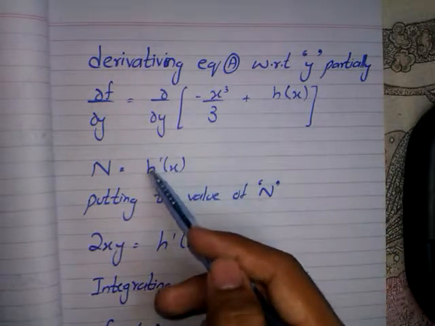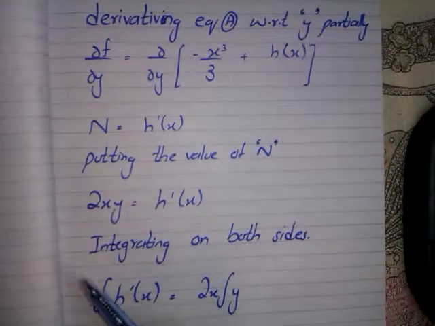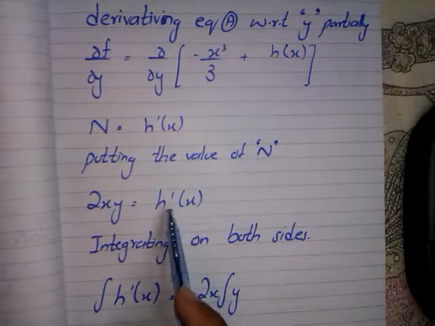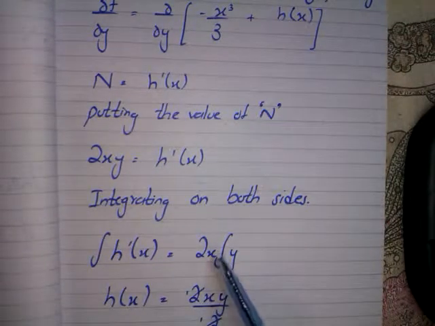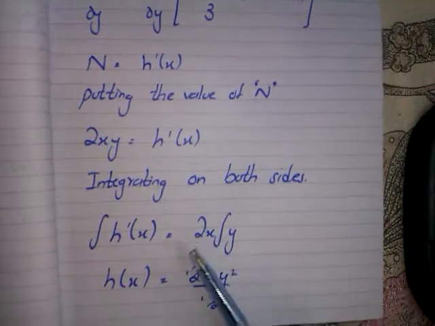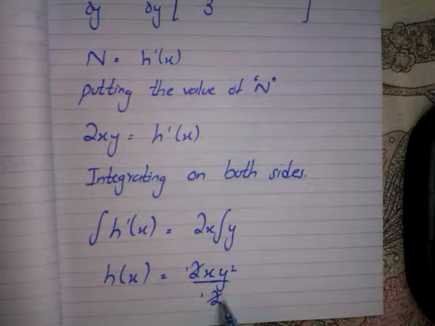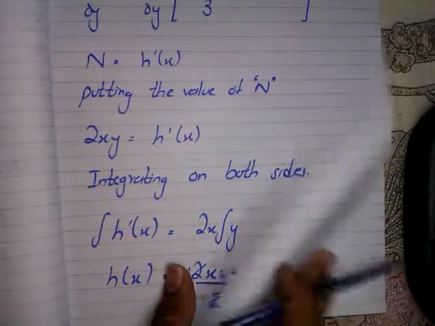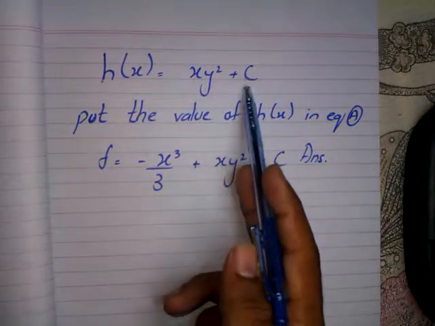We will differentiate it and it would become h'. Putting the value of N, which is 2xy, equals h'. Integrating on both sides, 2x as a constant, the integral of y, and h equals 2x y² upon 2. The 2 would be cut from here and the value of h would become xy² plus c.